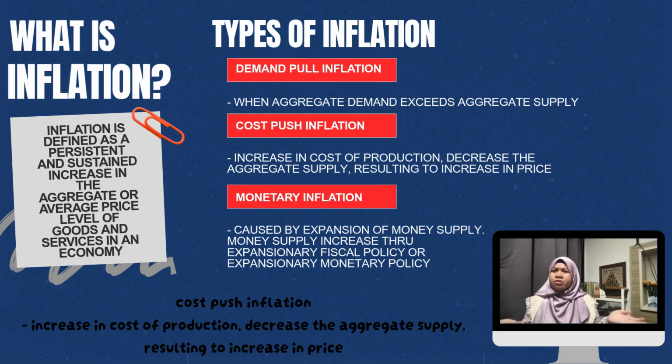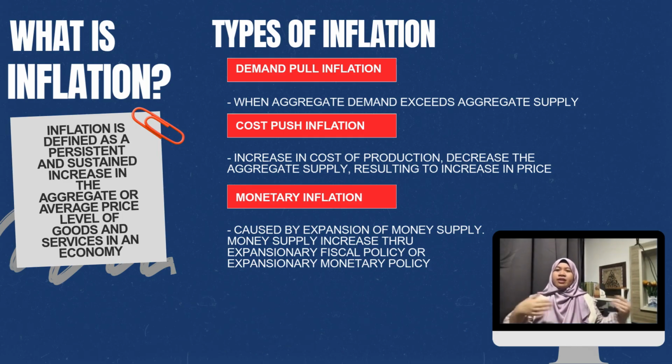What is cost push inflation? It is the increase in cost of production, which decreases the aggregate supply, resulting in an increase in price. I can give you a relatable example from the example just now, which is demand pull.